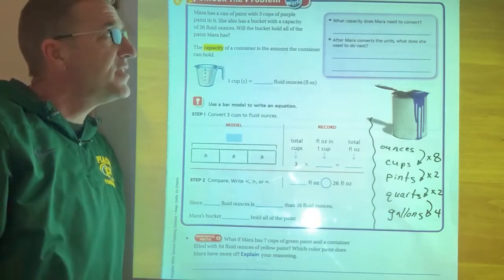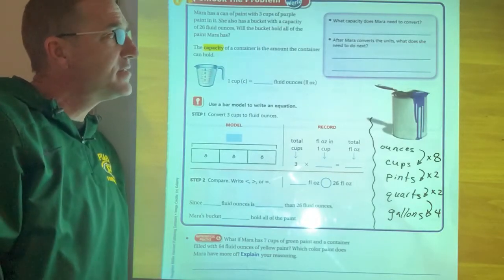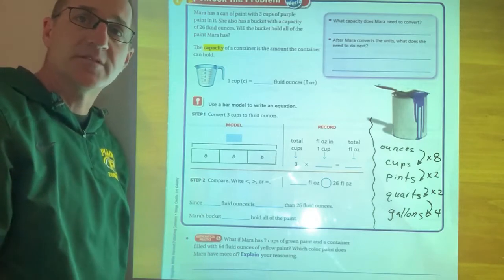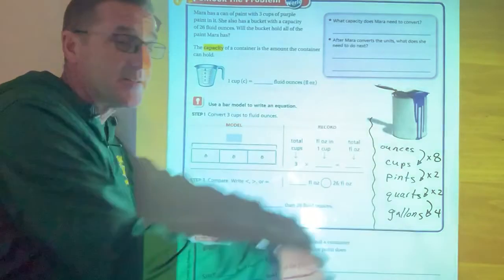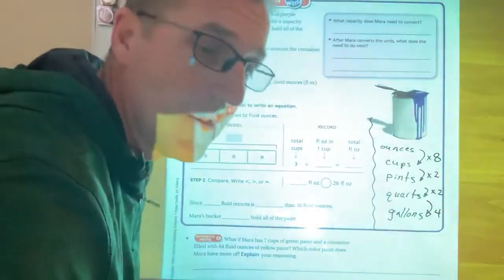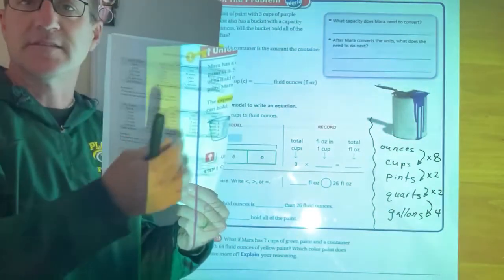Okay, Pac-Manies, we're going to continue with customary measurements, and this is going to be capacity, which is just how much can something hold of a liquid. So I put over here, it's on your chart, so you can always go back to this, and this is a little bit more thorough, the conversion chart.